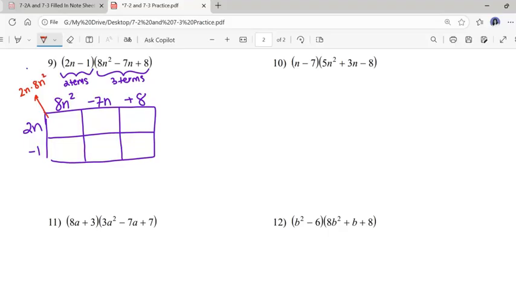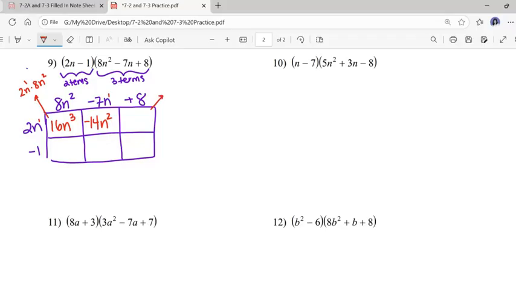These will get a little larger because I have obviously 6 boxes to fill in, but I'm going to multiply the numbers to get 16, and I'm going to add the exponents together to get n to the third. In this next one, I have not a lot of space, but I'm going to multiply my numbers, negative 14, and then I have an n and an n to give me an n squared.